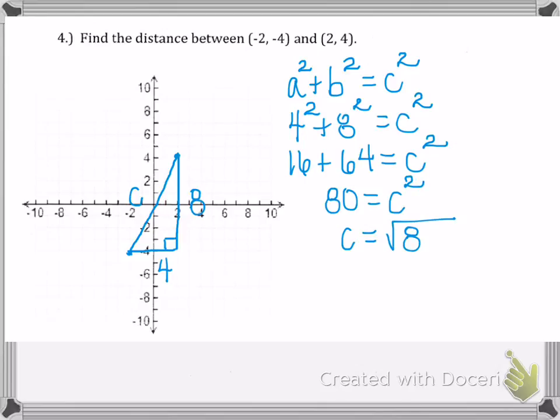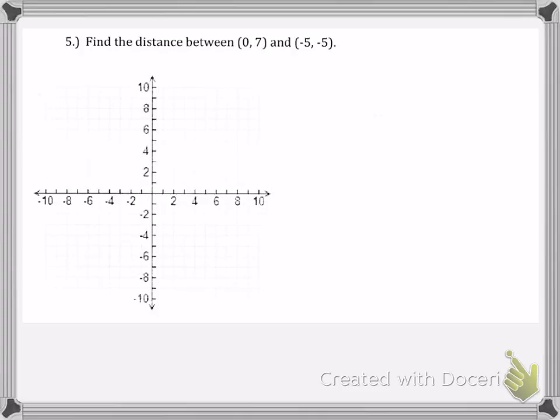Remember, you're not dividing by 2 to get rid of that exponent of 2. C is going to be approximately 8.9 units. So this time we're finding the distance between the ordered pairs 0, 7. And the way to remember what you're doing here is the 0 is for the x-coordinate, so you're not moving left or right when you're plotting this point. You're just going up 7 on the y-axis and making a point.